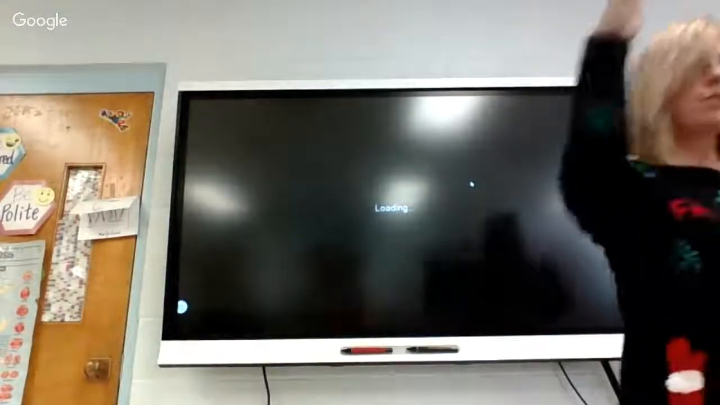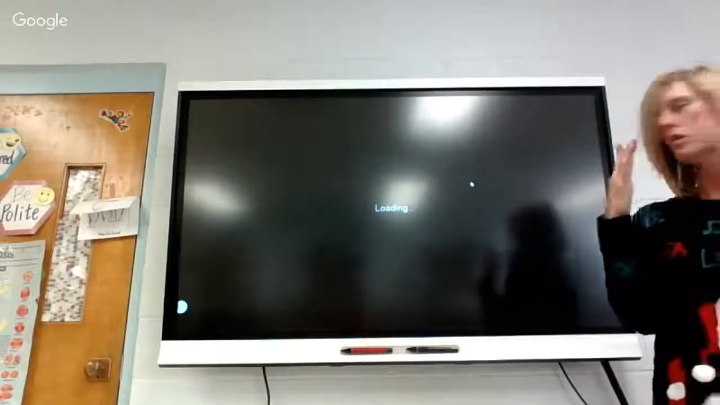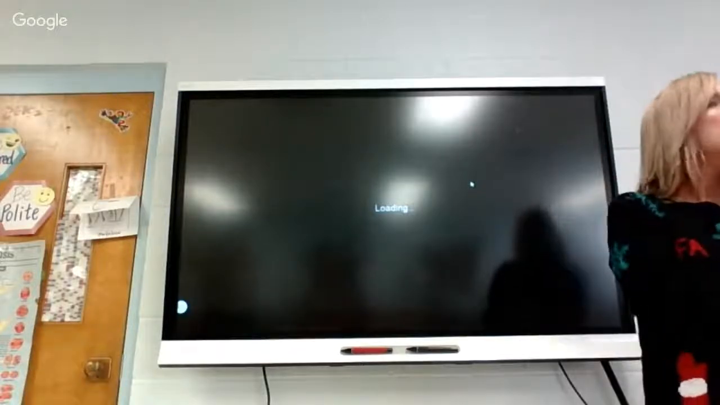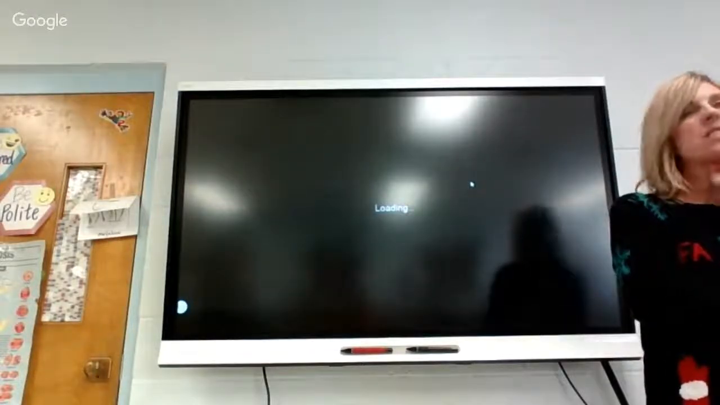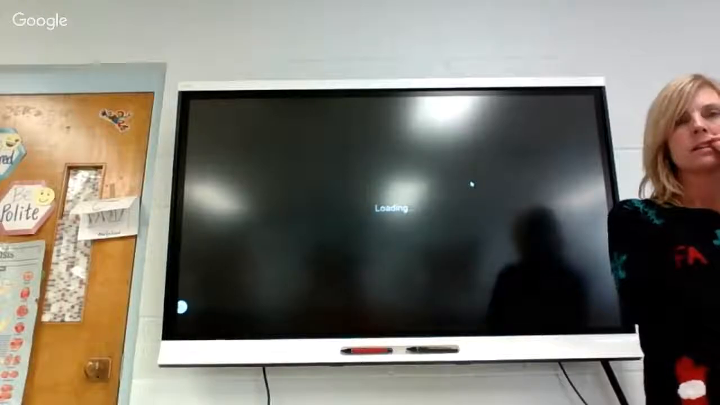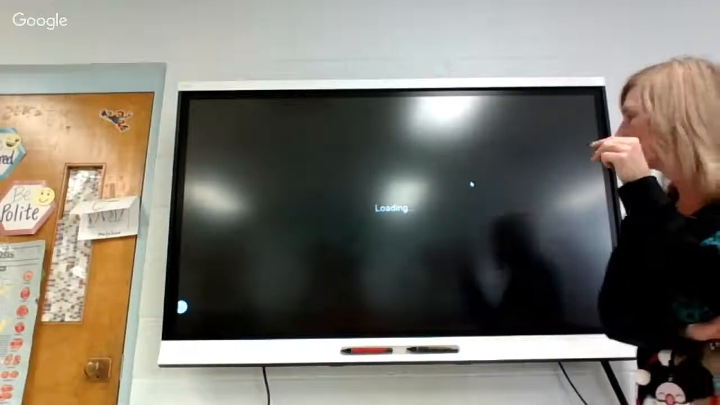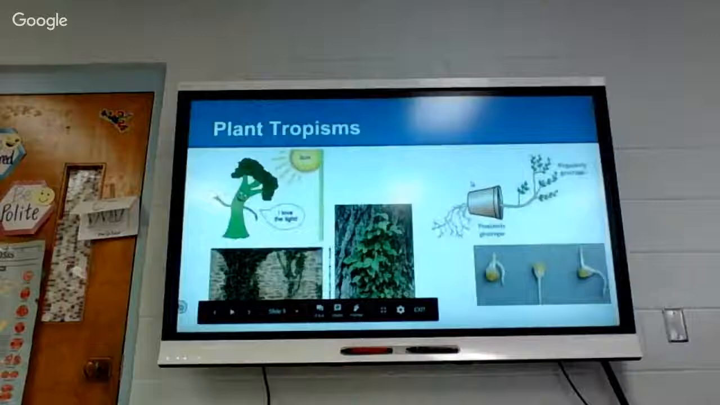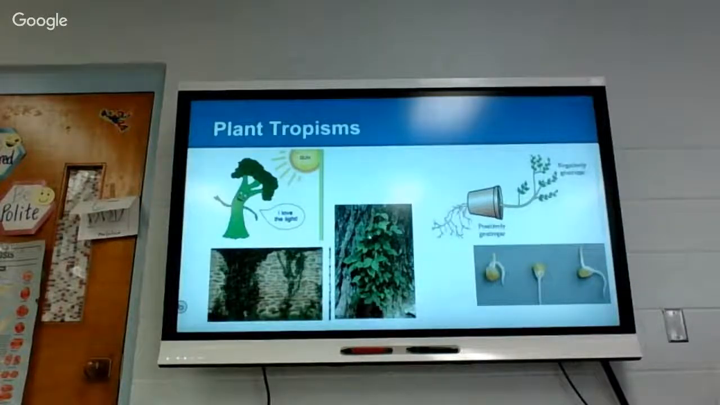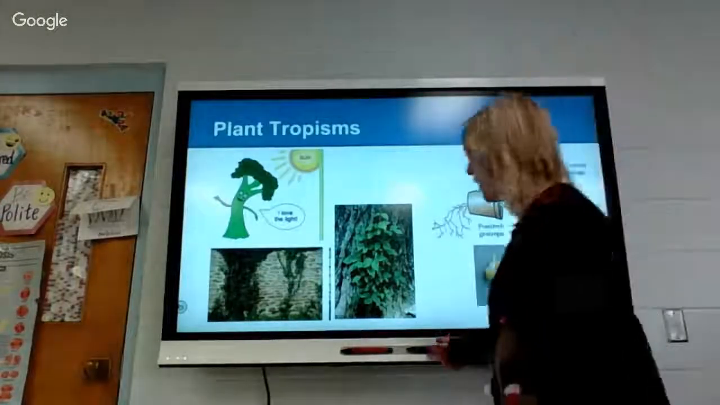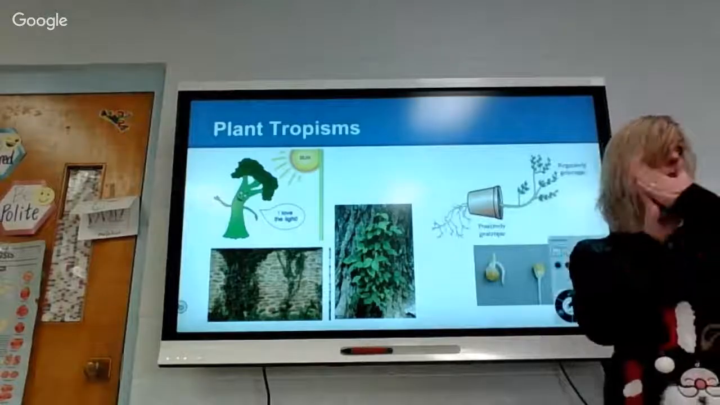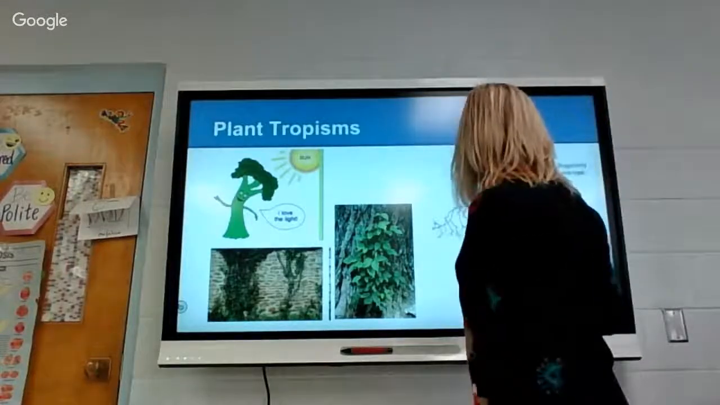So what's happening with the poison ivy growing up on the tree, and then you have the ivy on the wall? If that's thigmo, what do they both have in common? They go straight up. They're both following something, like the tree or the wall. Yeah, they're called climber plants. So they're going up against something. So that's thigmo.